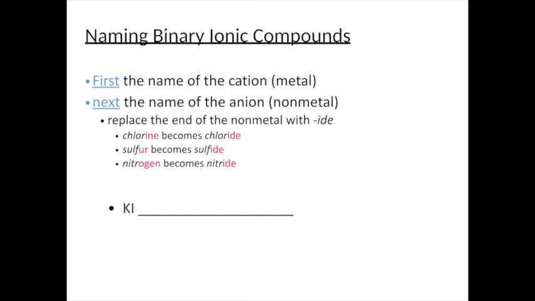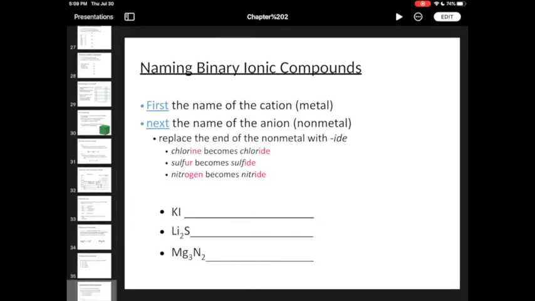First we have KI. This is why it's important that you start memorizing those symbols and their names. That way you can name the compound. K is the symbol for potassium. So we're going to name potassium.